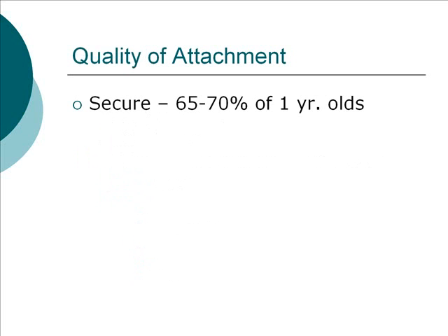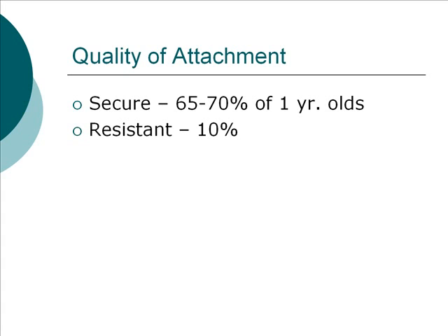The secure attachment occurs in roughly 65 to 70% of 1-year-olds. This is good news because this is the best type of attachment to have. These children tend to be well-adjusted, self-confident, do well in school, are accepted by their peer groups, and have close friends in childhood and adolescence. It also has very positive implications for social, emotional, and intellectual development. So secure attachment is where it is. That's where you want to be.